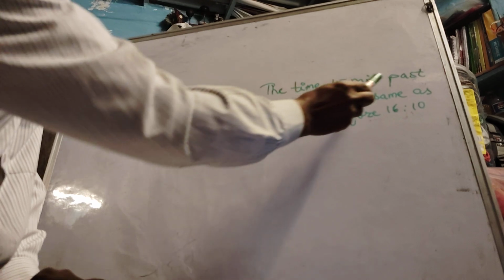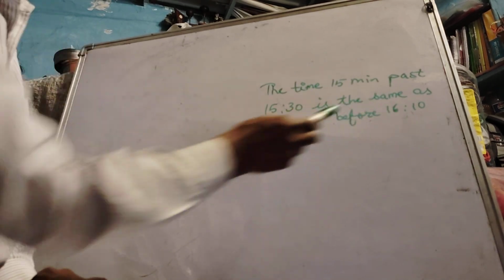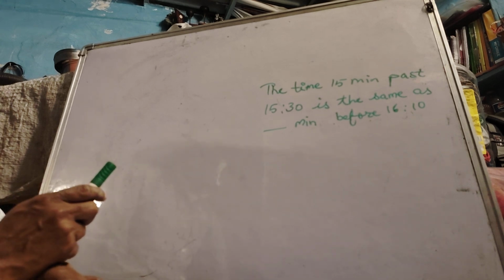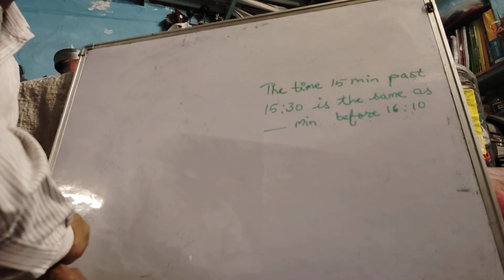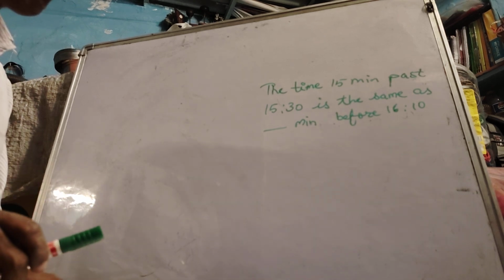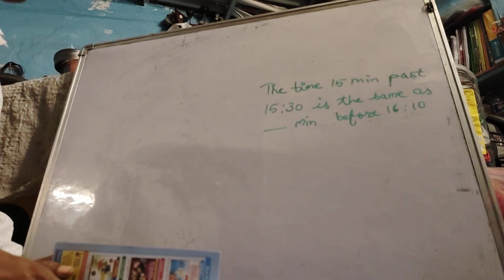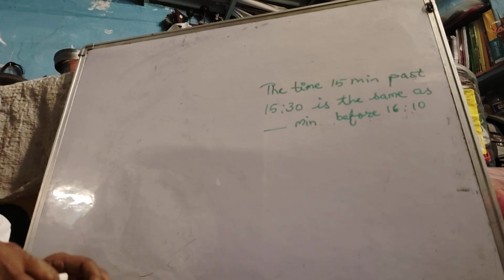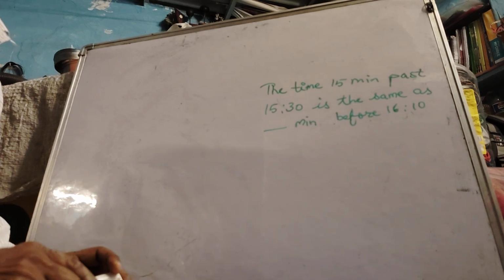The time 15 minutes past 15:30 is the same as dash minutes before 16:10. The time 15 minutes past 15:30. So what is the time actually? Basically it's 3:30. 15 minutes past 3:30. It is not 3:30, that would be 3:45. 3:45, correct. And it is the same as dash minutes before 16:10.